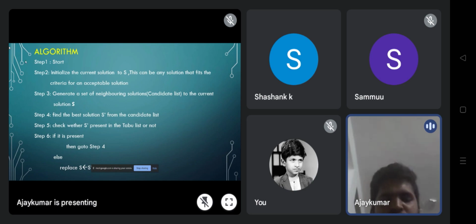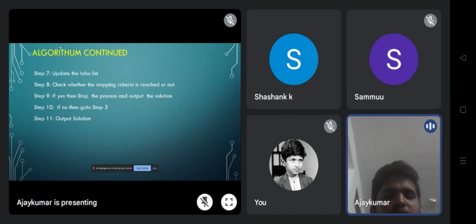If not, then we replace the S with the S dash. That is the new solution. Then update the Tabu list with the new solution or a new move or new point, whatever based on the problem. Next, check whether the stopping criteria is reached or not. Stopping criteria means whether the max iteration is reached or an indication of the global maximum is reached. If reached, we stop the process and output the solution. If no, we go to step 3. Last step is outputting the solution.